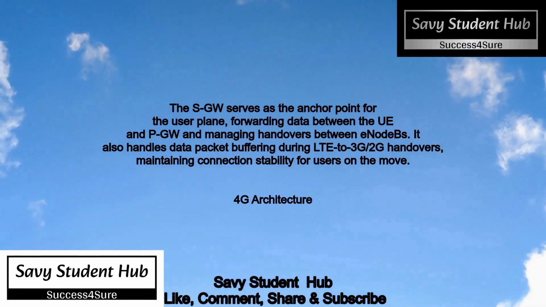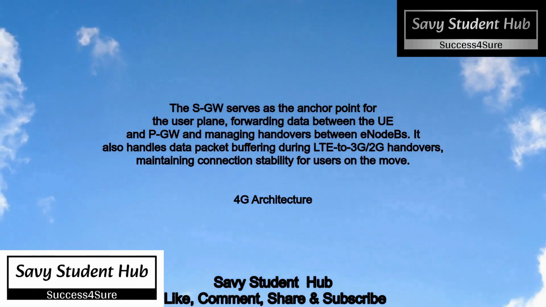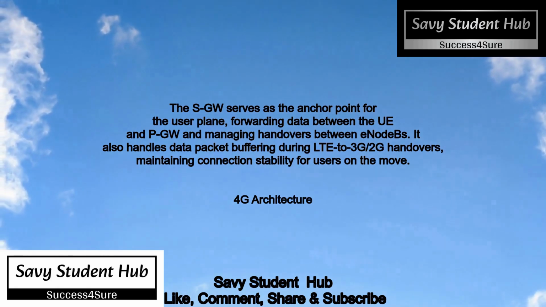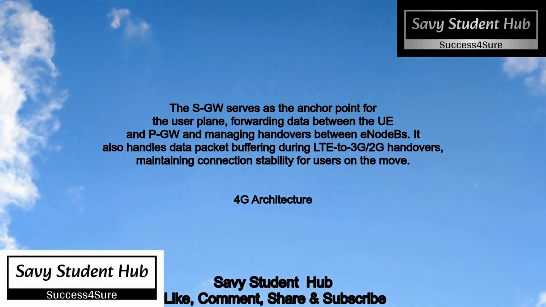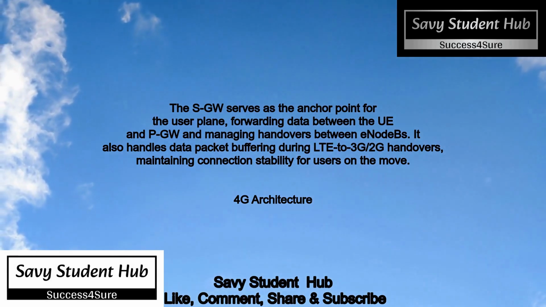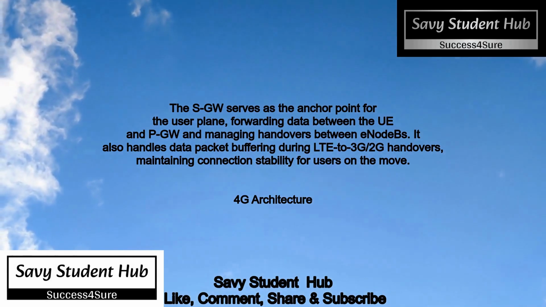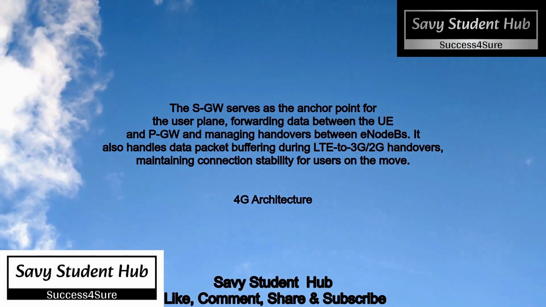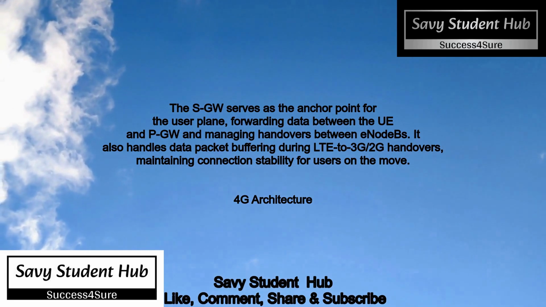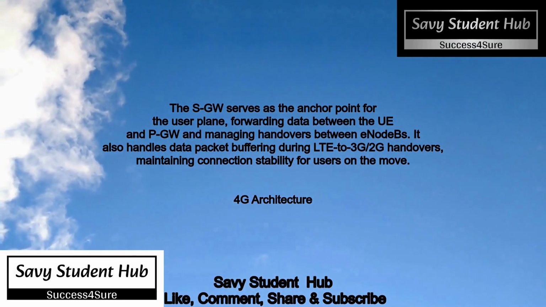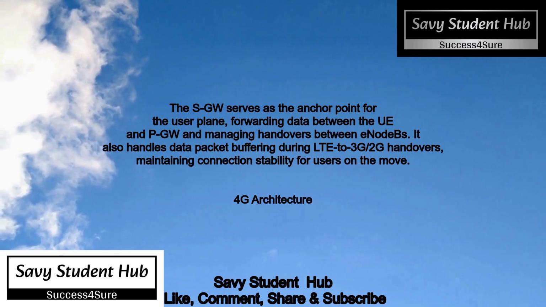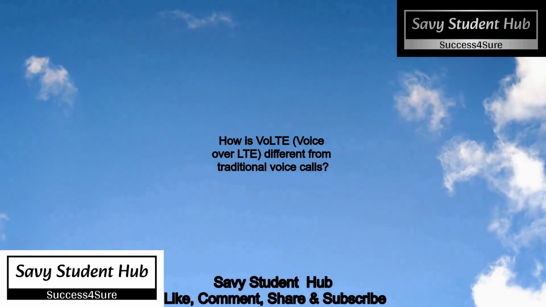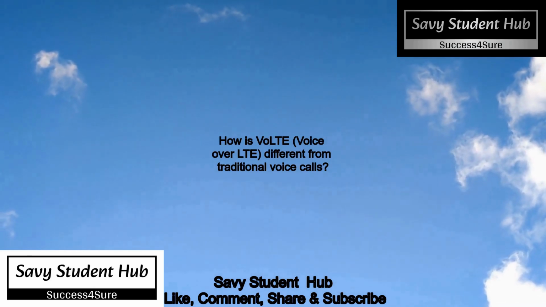The SGW serves as the anchor point for the user plane, forwarding data between the UE and PGW and managing handovers between eNodeBs. It also handles data packet buffering during LTE to 3G, 2G handovers, maintaining connection stability for users on the move. How is VoLTE, voice over LTE, different from traditional voice calls?